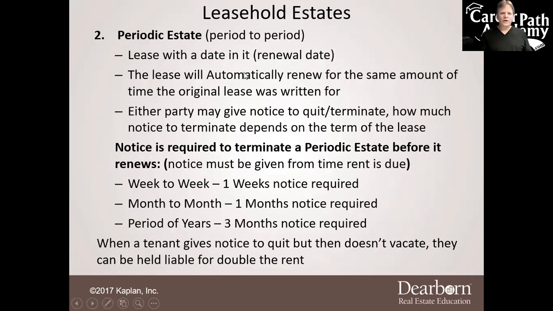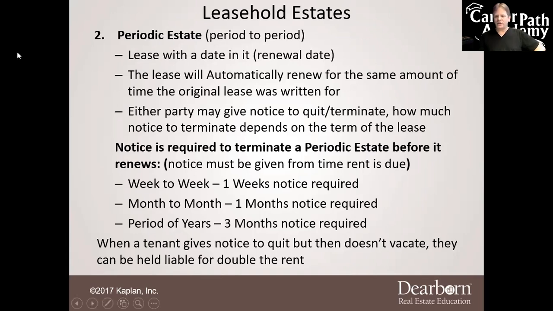All right. Now, a periodic estate is also known as an estate from period to period. It is a lease that does have a date in it, but that date is a renewal date. So it's a lease with a date in it. That's a renewal date. The lease will automatically renew for the same amount of time the original lease was written for. 1 month will automatically renew for another month, 3 months for 3 months, 6 months for 6 months, 1 year for another year, 2 years for another 2 years, 3 years for another 3 years, and so on. So a periodic estate works like that.